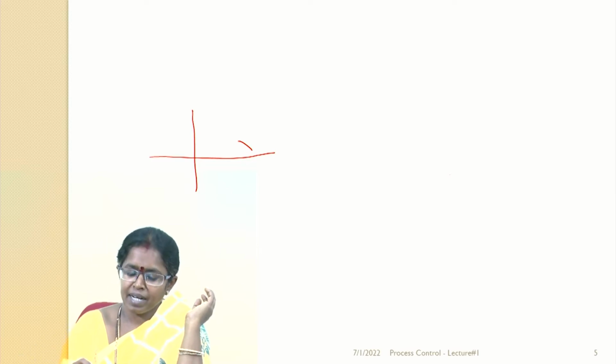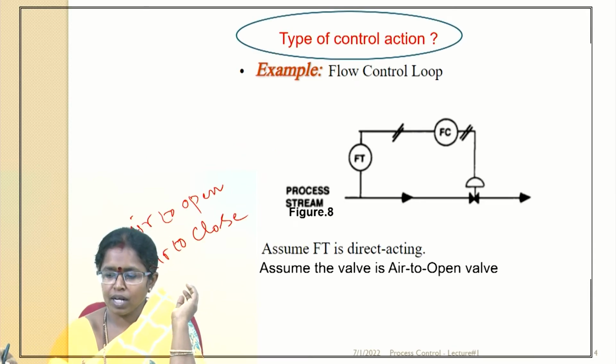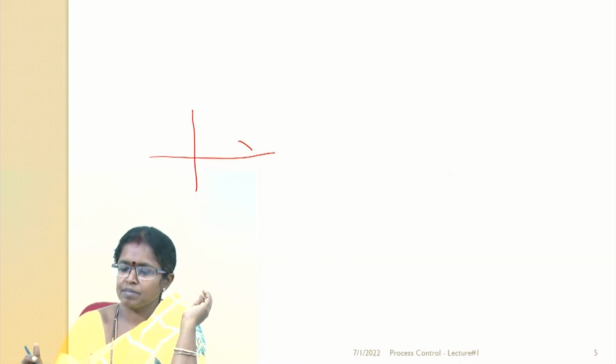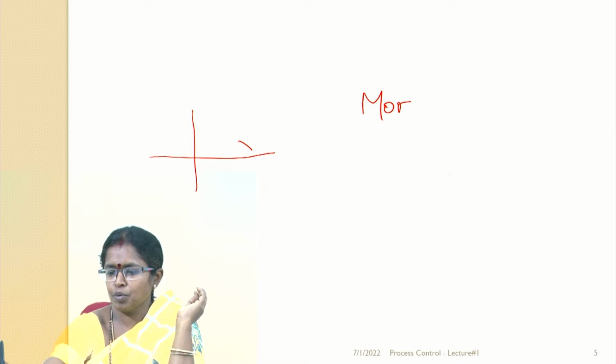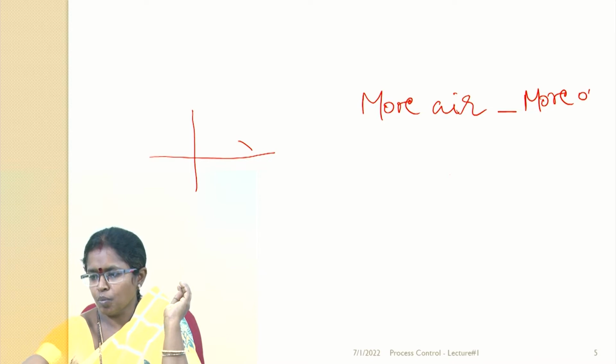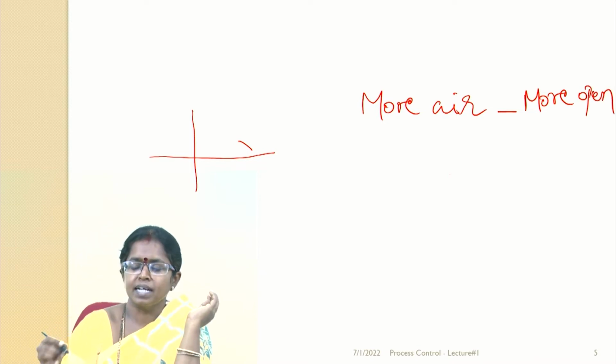Similarly, I told you about this flow controller. There are two types of control actions available: one is called a direct acting controller and the other is called an inverse acting controller. Now, let us assume that the flow controller is a direct acting one and the valve is designated as air to open. What is the meaning of air to open? More air, more open. That is called an air to open valve.